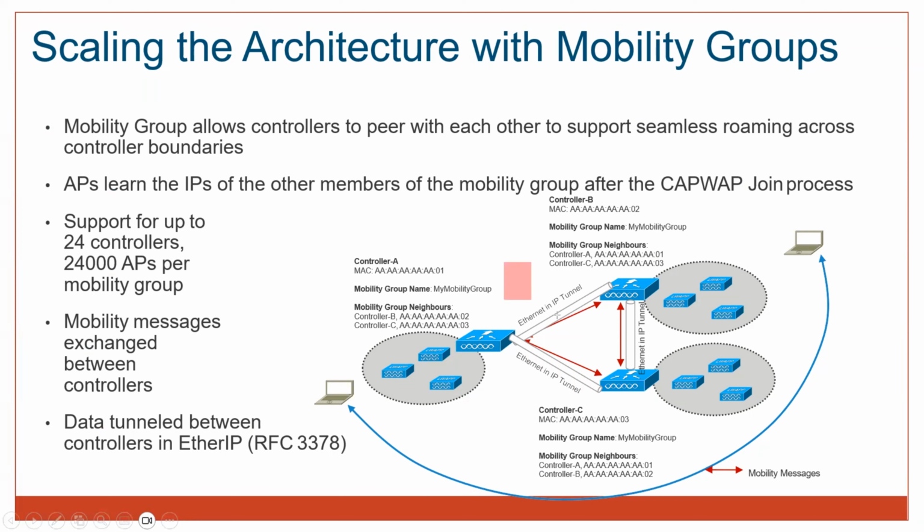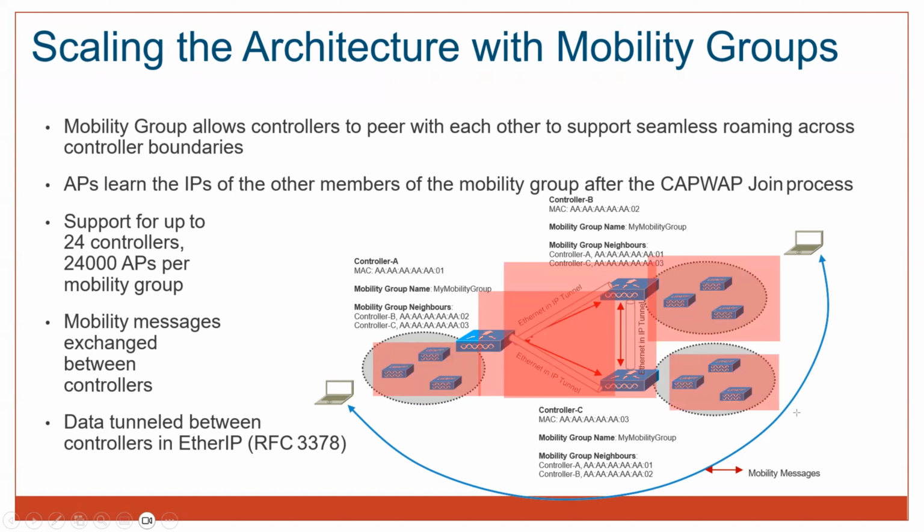You have the controllers here, a group of controllers, and then you have the mobility agents associated with these controllers. You can think of it like this. I'll give you one example, and you'll understand how this mobility thing is working.